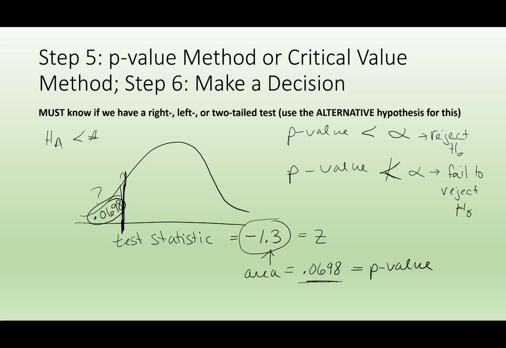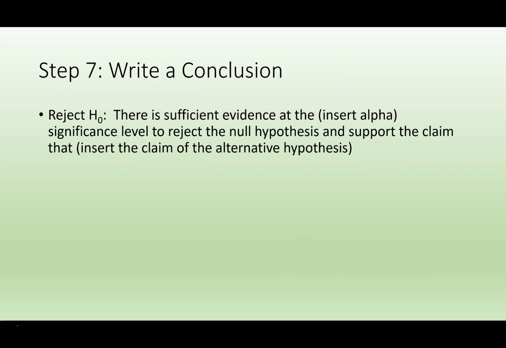Okay, so with the critical value method, we compare the critical value to the test statistic. With the p-value method, we compare the p-value to the alpha. Both methods have about the same amount of work involved, but the p-value method is probably more commonly used than the critical value method. Once we have decided which method to use and made a decision, we can finish by writing our conclusion in non-technical terms.